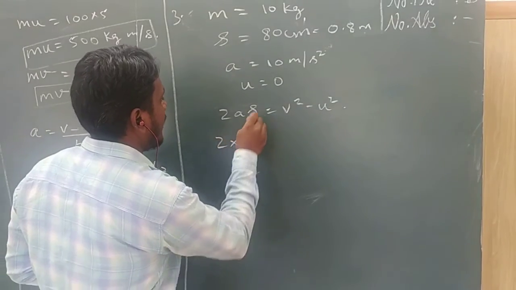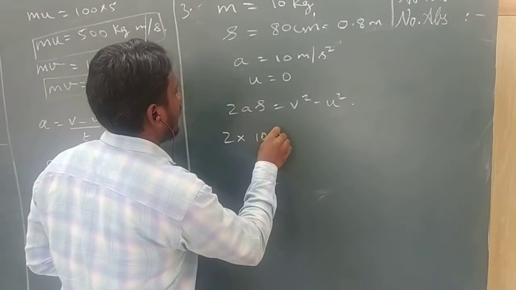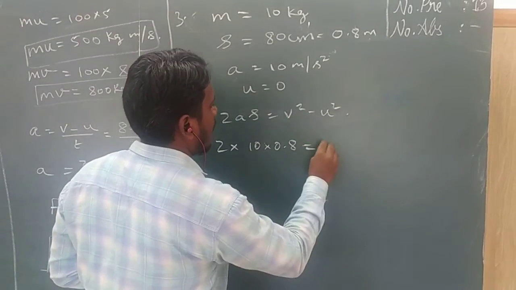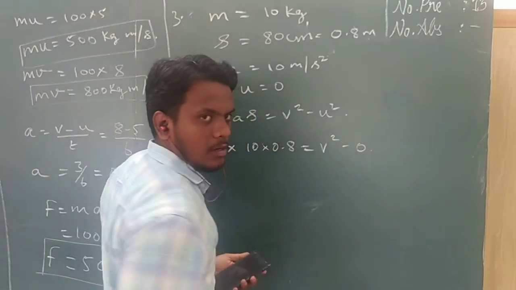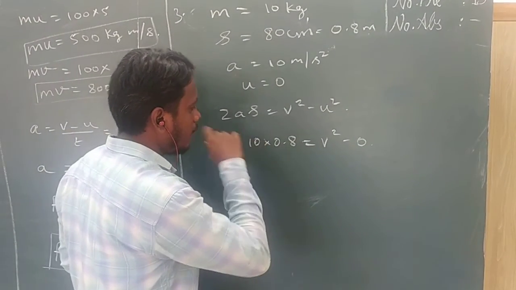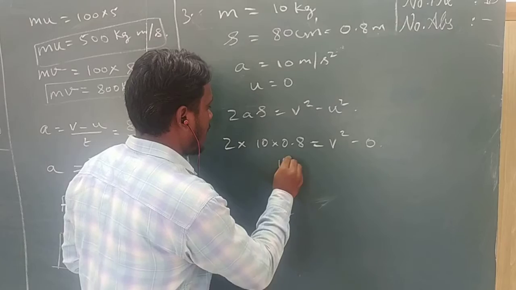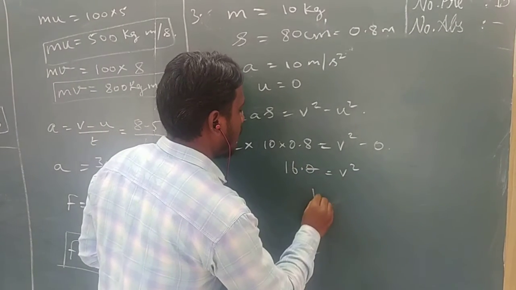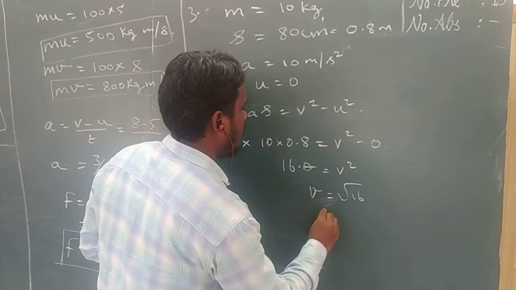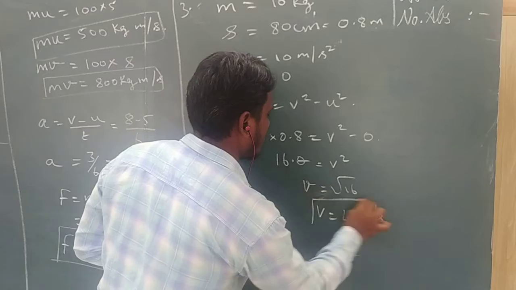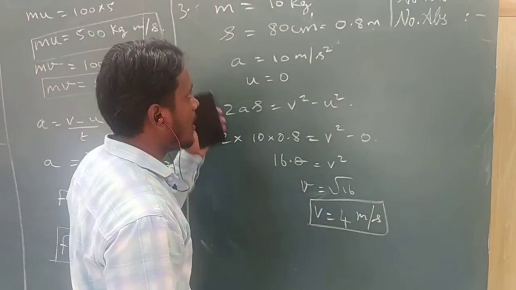2 into a is 10 into s is given as 0.8 equal to v square minus 0. Fine, simple. So 2 tens are 20, 20 into 0.8, 8 twos are 16, so it will be 16 equal to v square. So v equal to root 16, v equal to 4 meter per second. So this is the final velocity of the dumbbell.